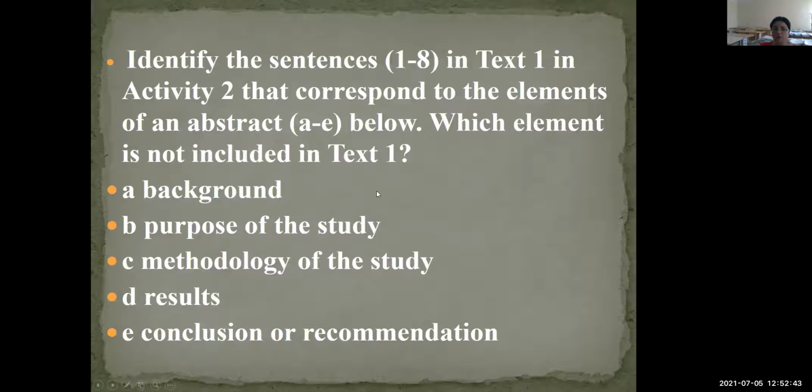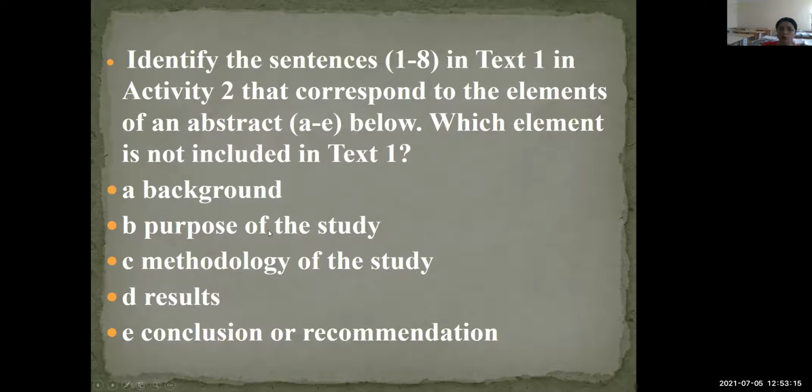So, now the next task is identifying the sentences from 1 to 8 in text 1 in activity 2 that correspond to the elements of an abstract from A to E below. So which element is not included in text 1, first of all. So pay attention. So these are 5 elements of a good abstract. First of all, A1 is background. There should be background information about the research.